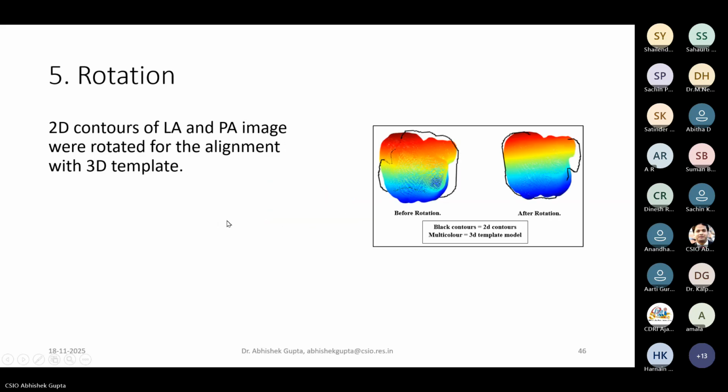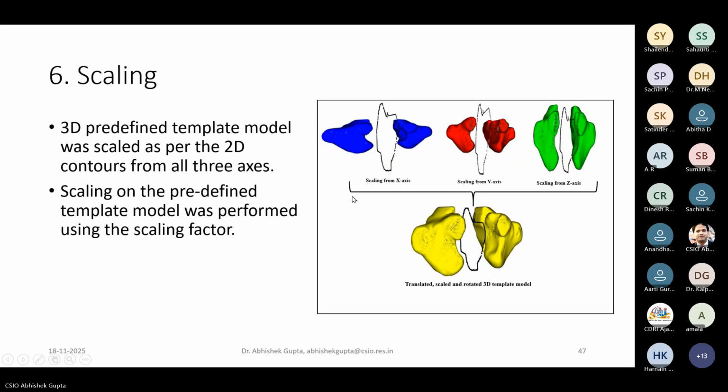Then the rotation. Rotation is performed so that the correspondence, or proper alignment, can be created with the 3D template. Here you can see the contours, and this red-blue one is the 3D template. After rotation, the maximum alignment has been made. Then the scaling. The 3D template and the X-ray image may be on different scales, so scaling is very important so that in future we can do the measurement over the projected 3D surface.